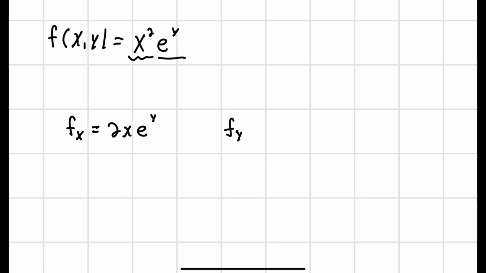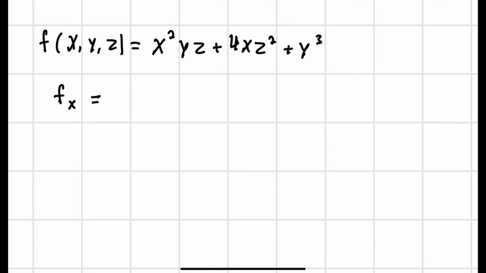And to find the partial derivative of y, you want to treat the x as a constant, and the partial derivative of e to the y would simply be e to the y. So our answer would be x squared times e to the y. And this will be our final answer.